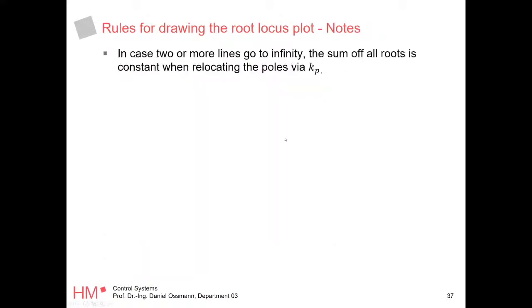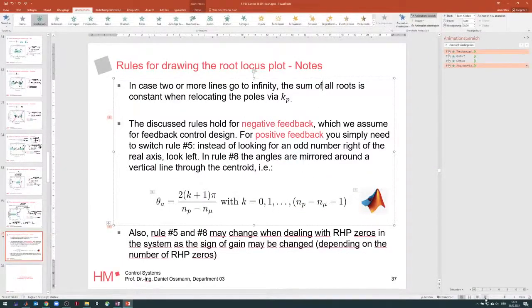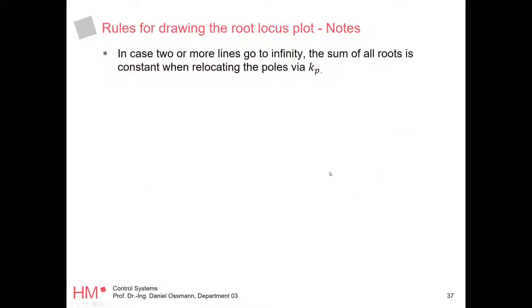Okay, so some notes before we close this part of drawing the root locus curve. In case you have 2 or more lines going to infinity, the sum of all roots is constant when relocating the poles. I need to have that rule there, but you don't need to remember it by heart. This is sometimes helpful when you design the controller. But what does that mean? I'll show you quickly with an example.